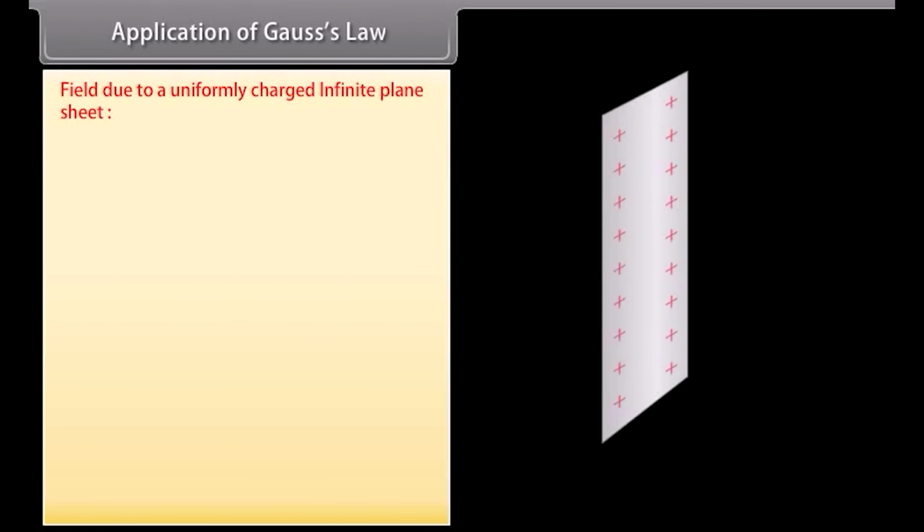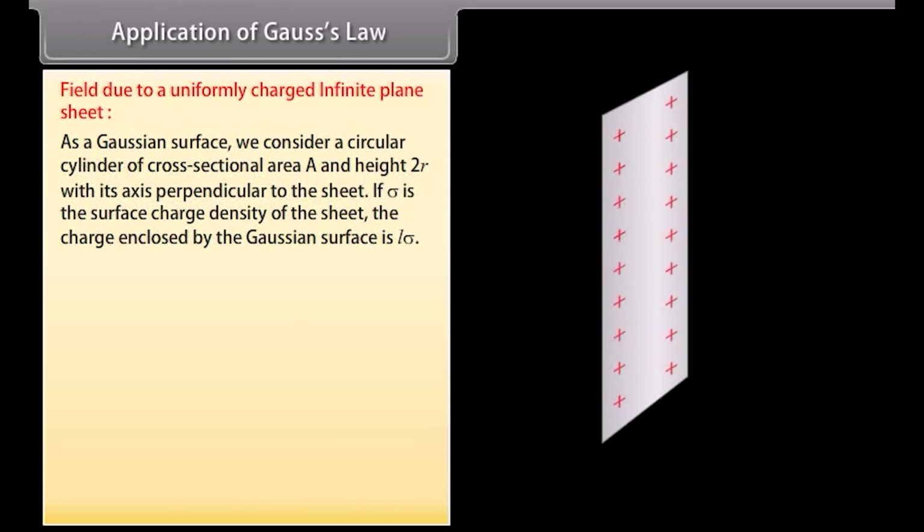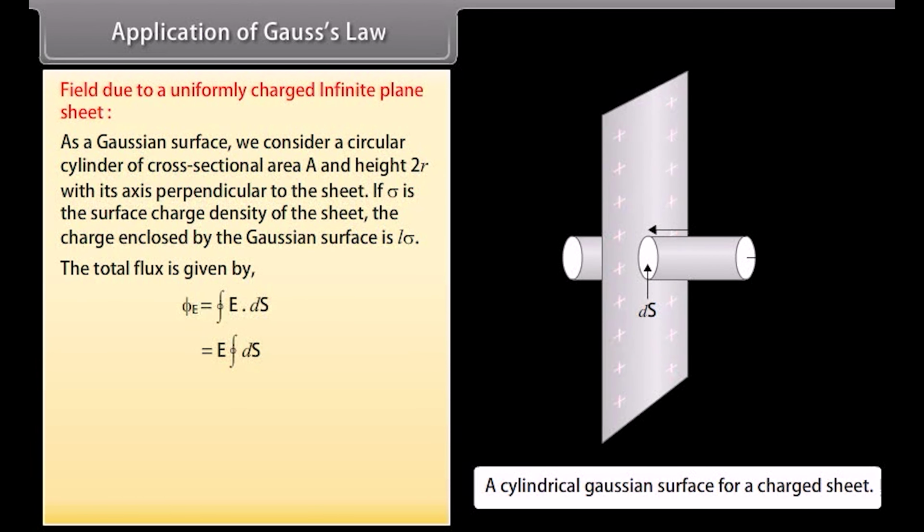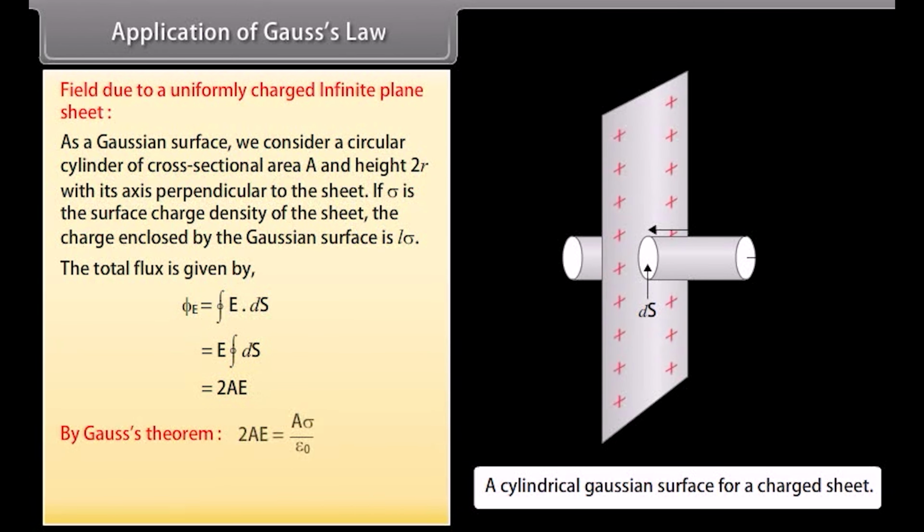Field due to a uniformly charged infinite plane sheet. As a Gaussian surface, we consider a circular cylinder of cross-sectional area A and height 2r with its axis perpendicular to the sheet. If sigma is the surface charge density of the sheet, the charge enclosed by the Gaussian surface is A sigma. We know that phi E is equal to the integral over a closed surface of E dot ds, which is equal to the product of 2A and E. According to Gauss's theorem, the electric field at any point at a distance r from the sheet is equal to sigma divided by 2 epsilon naught.